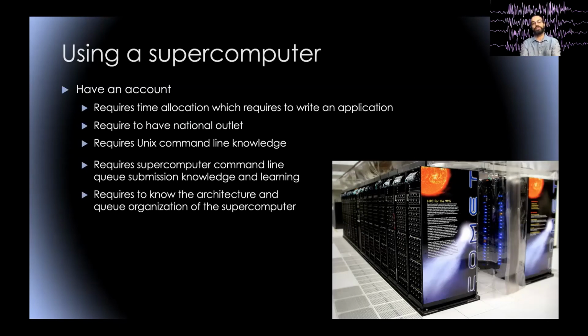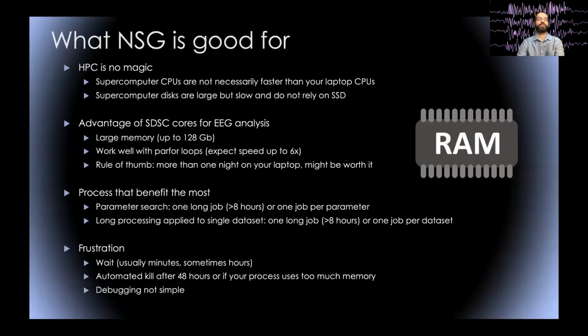You need to learn the queue system, and you also need to know the architecture of the supercomputer, because usually you have different queues, etc. So NSG makes it simple because you only have to create an account and you press the button to submit the job. That's the main advantage, but you get all of this automatically. And so also it's good to know what NSG is good for.